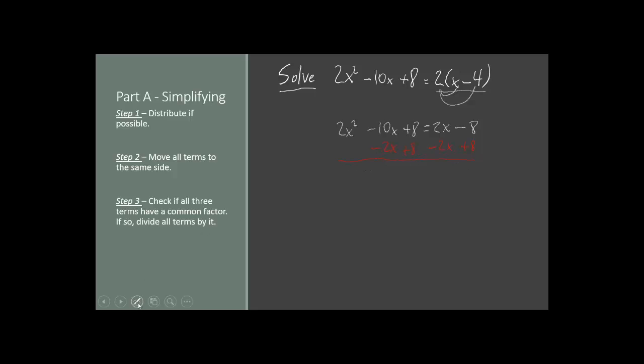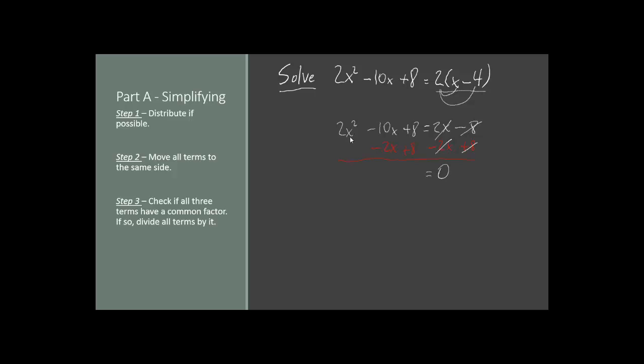And let's cancel out whatever we can here. Well, 2x and negative 2x cancels out. Negative 8 and positive 8 cancels out. So we have nothing left on the right side. We just have 0.